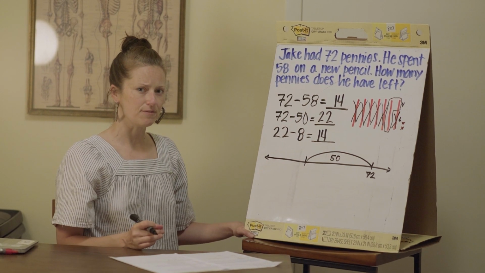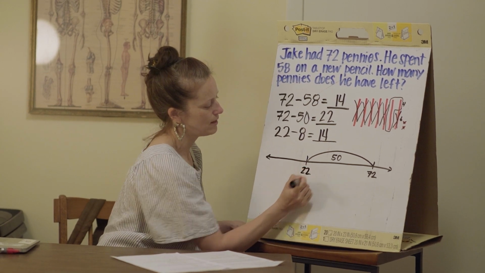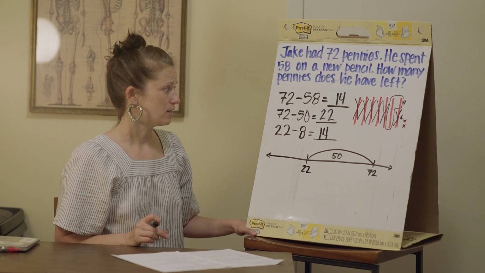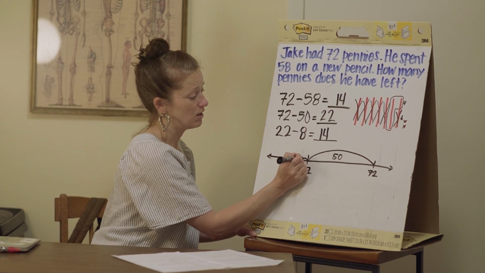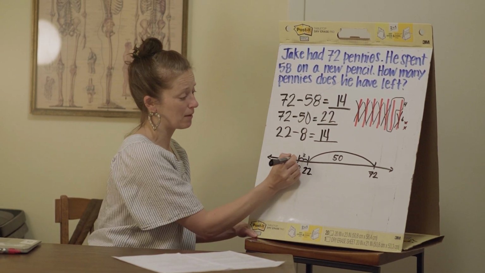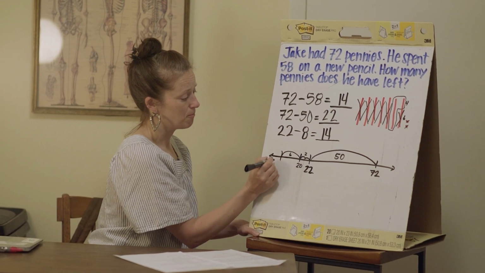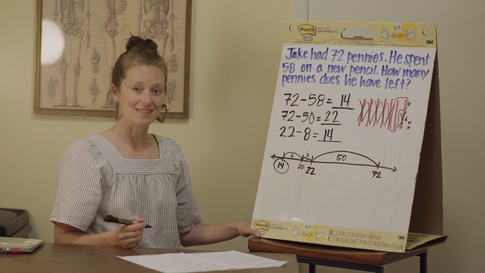72 minus 50 is equal to 22, right? I still have to subtract my 8. All right, so I could say jump back 2. That would get me to 20. And then I need to jump back my 6 more. So I'm going to jump back my 6 more. And 20 minus 6 lands me at 14.